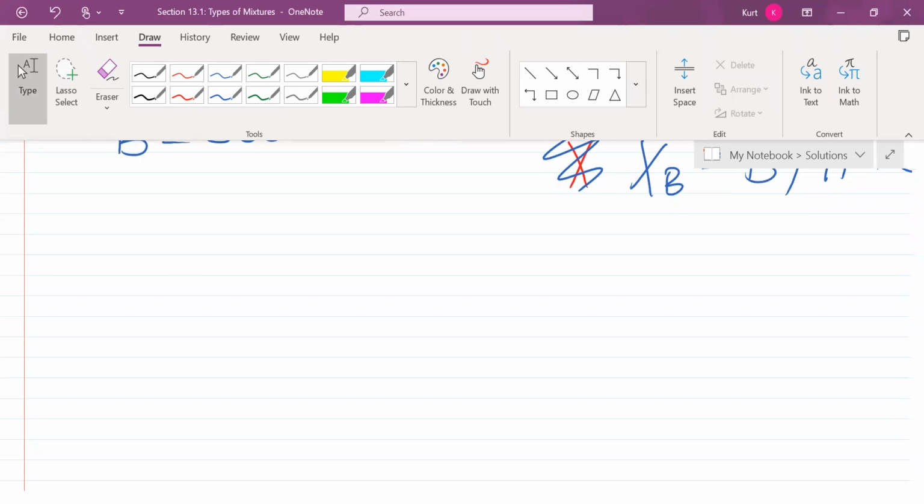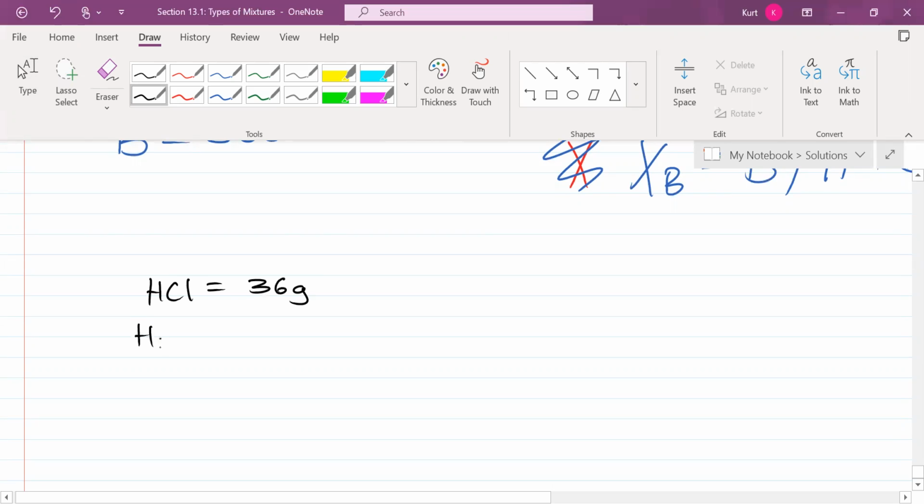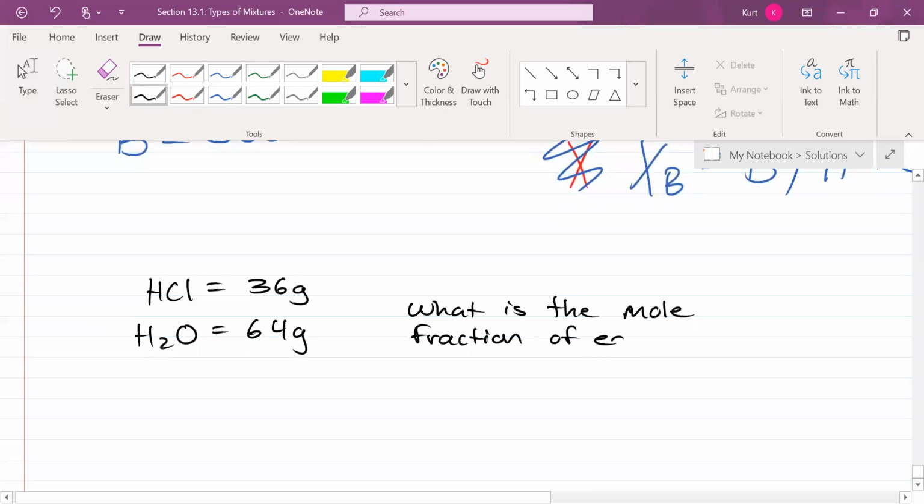So here we have, for HCl, 36 grams. For H2O, we have 64 grams. I want to know the mole fraction, old habits die hard, of each substance.